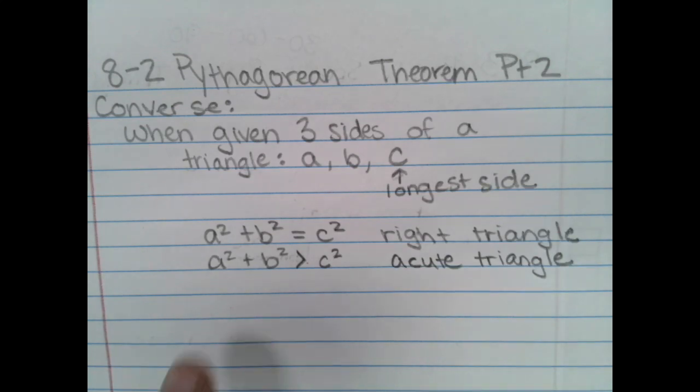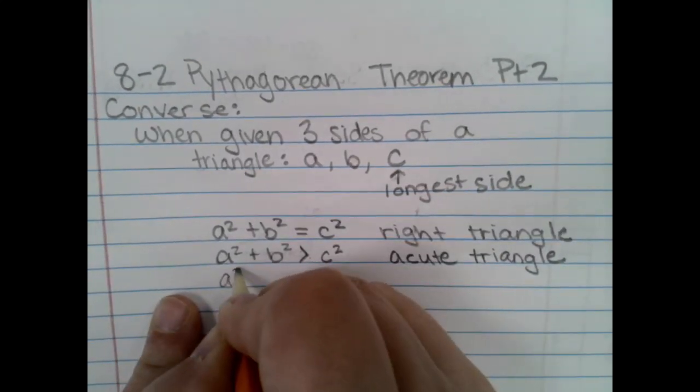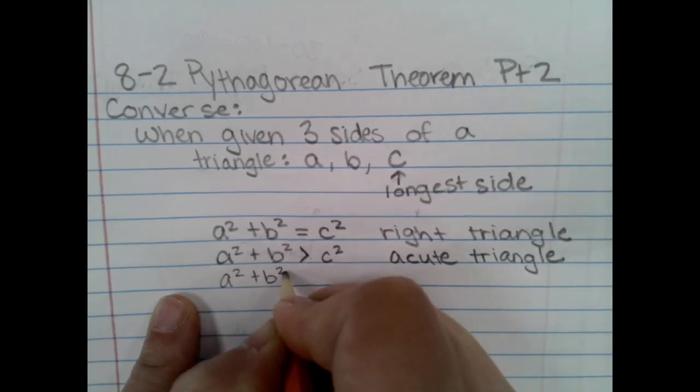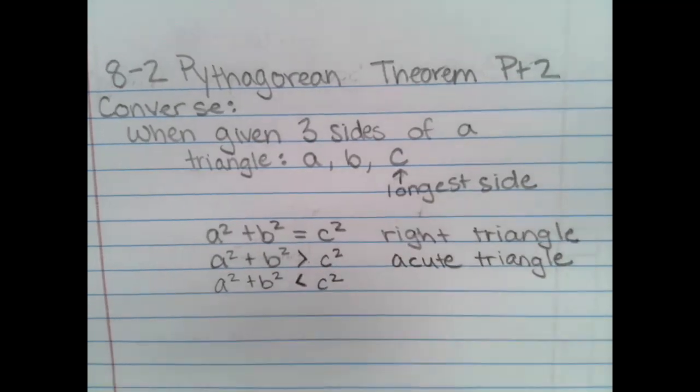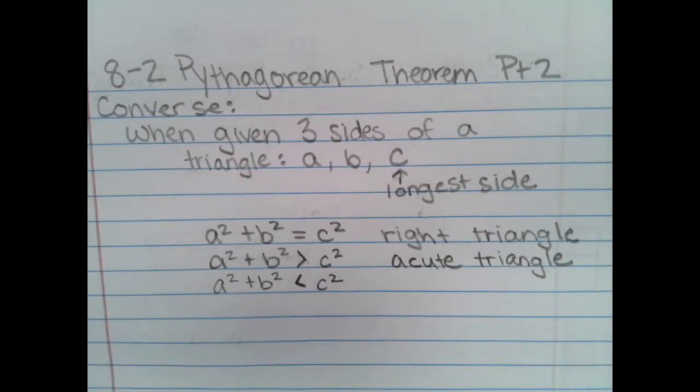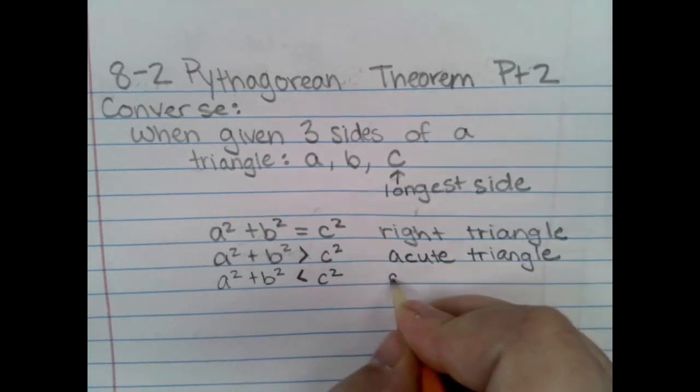All right, the other option would be a squared plus b squared is less than c squared. So if I have a really big side and it opens up wider because it has to make a bigger side, what kind of angle would that create? Obtuse.